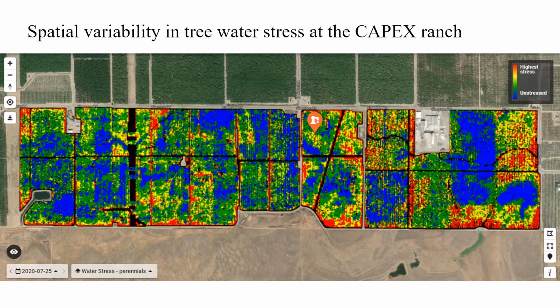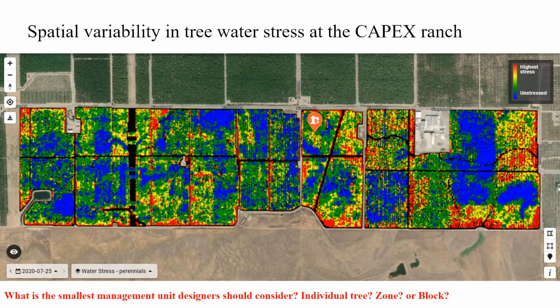And so the challenge then becomes, what is the smallest management unit irrigation system designers should be considering in order to manage this spatial variability? Should they be considering individual tree level, zone level, or block level? What makes the most practical sense in terms of economics, production, and environmental stewardship? It's not a trivial question because you have to optimize all these factors in the irrigation design.